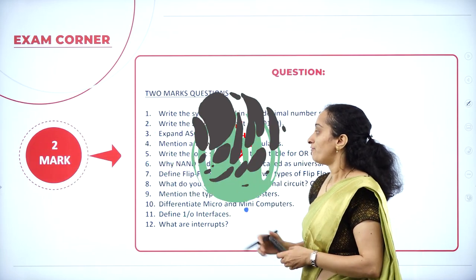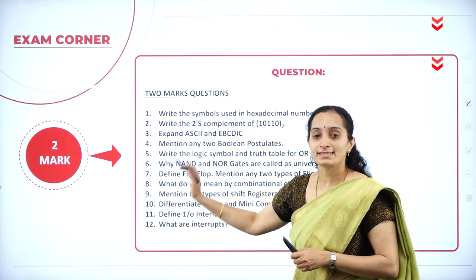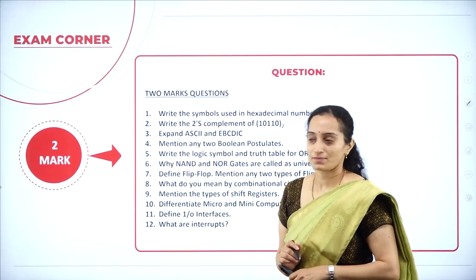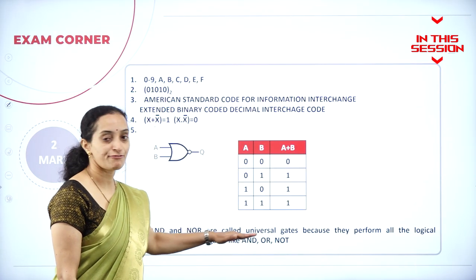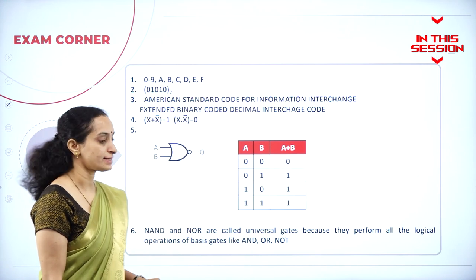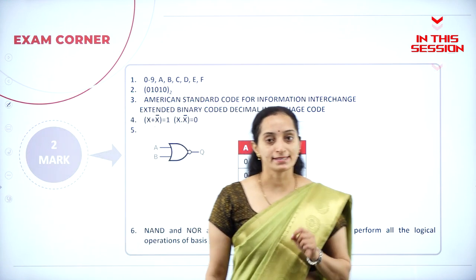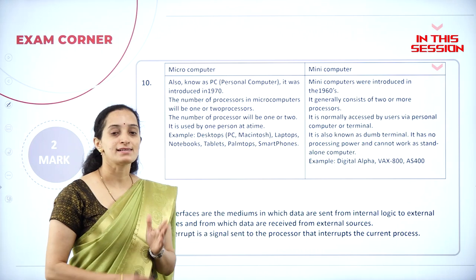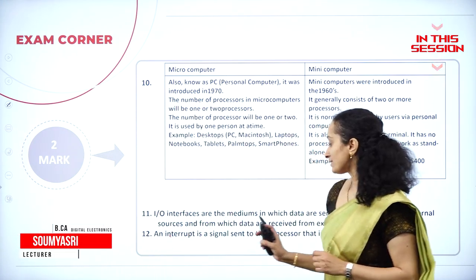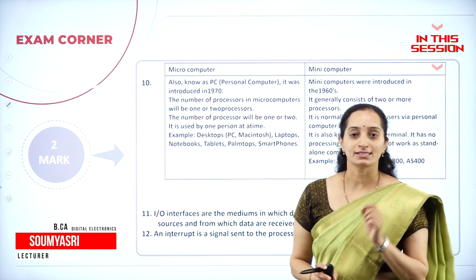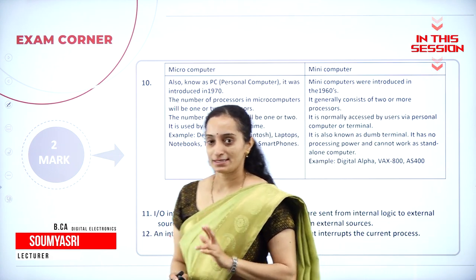Never fail to write the question number. NAND and NOR are called universal gates because they perform all the logical operations of the basic gates. An instruction or signal that breaks the execution of the current process is called the interrupt signal.